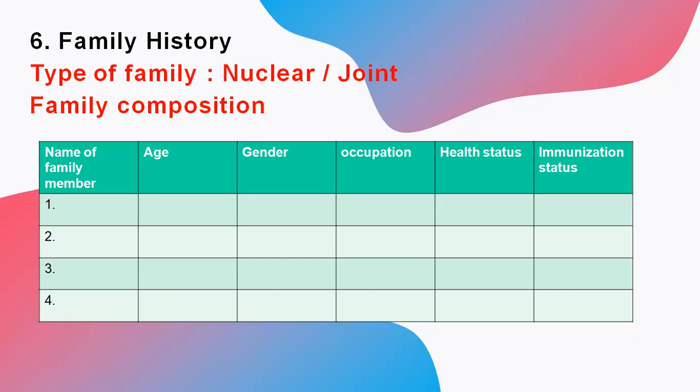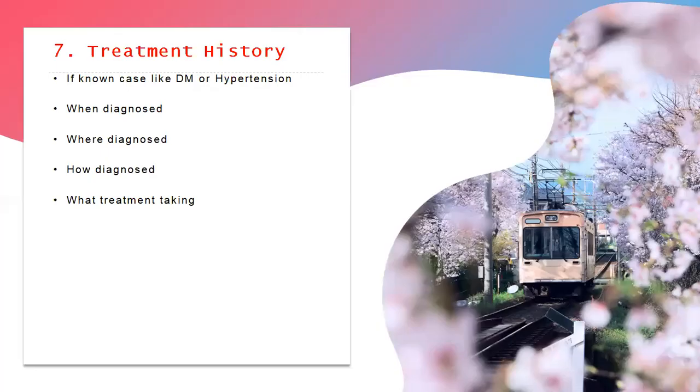Write down the name of the family member, age, gender, occupation, and health status. If they are suffering from any disease or are a known case of any disease, that should be written. And if there are children below 5 years, then you need to record the immunization status. Like this, you have to note down the family history in detail.